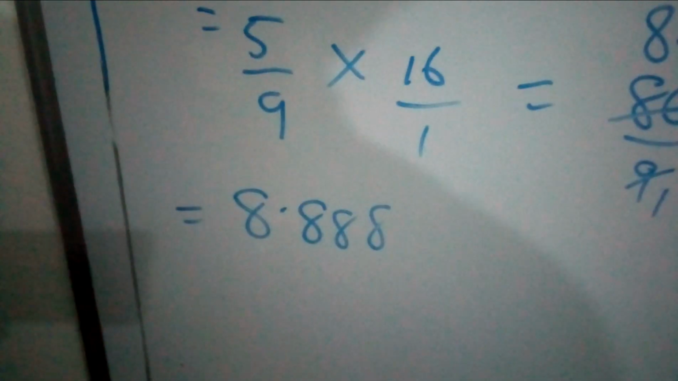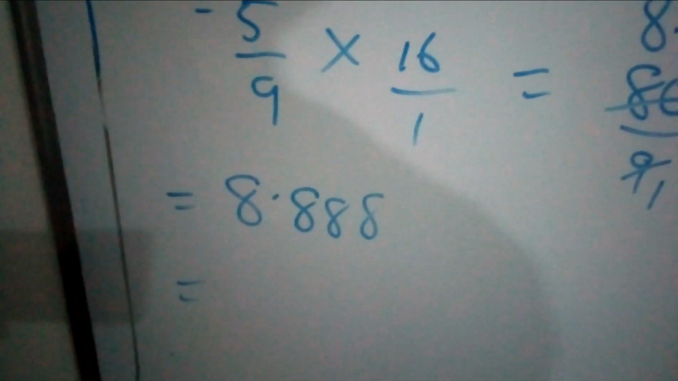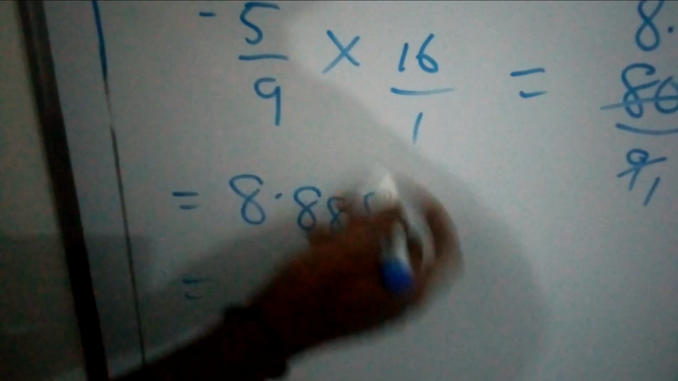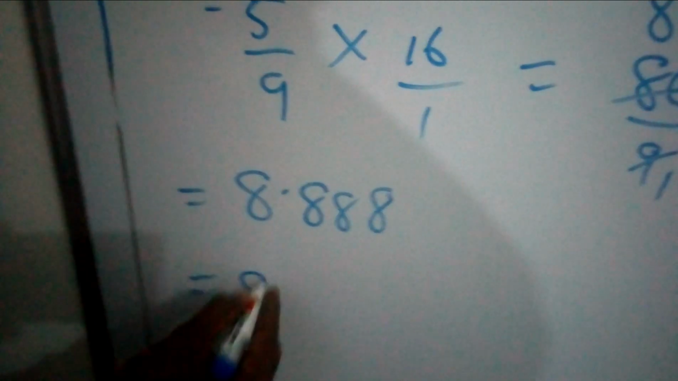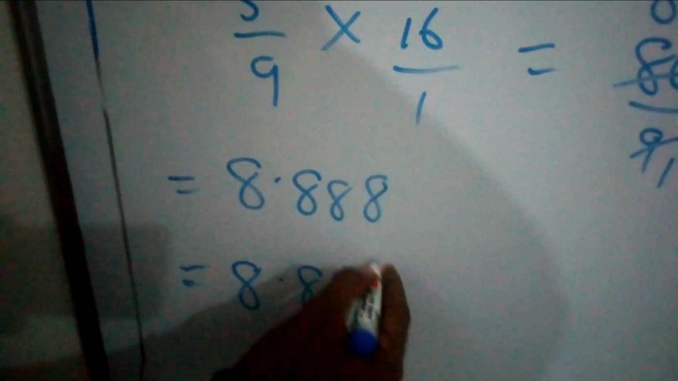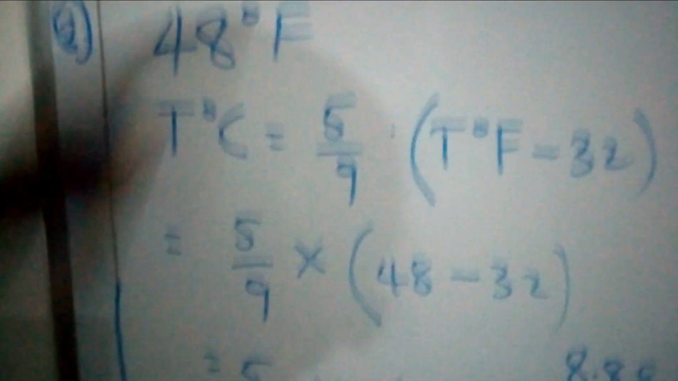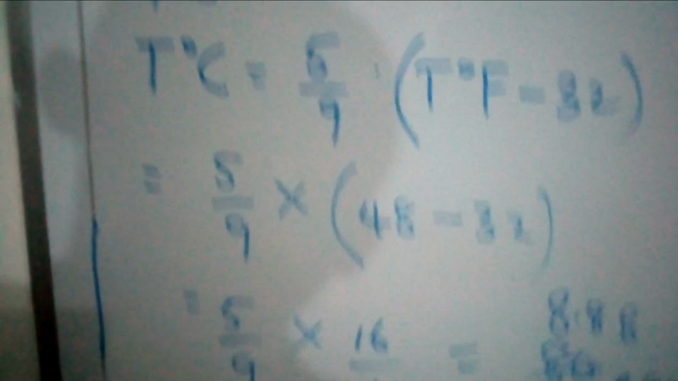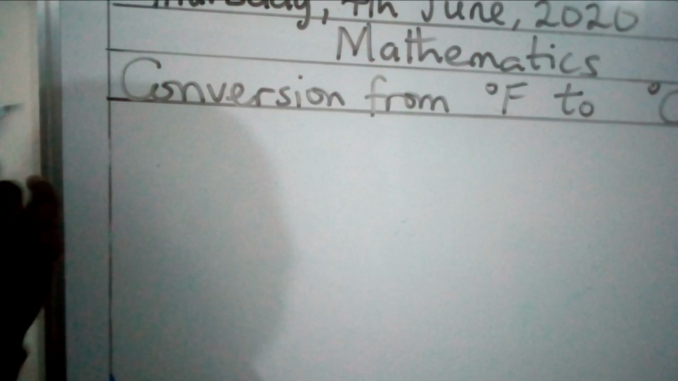Let's assume I want to leave my answer in 2 decimal places. Just recall we learned decimal places last week. That means I need just these 2. I will consider the next digit, round it up and add 1. So what do I have? 8.89 degrees Celsius. So 48 degrees Fahrenheit in the Celsius scale gives me 8.89 degrees Celsius.